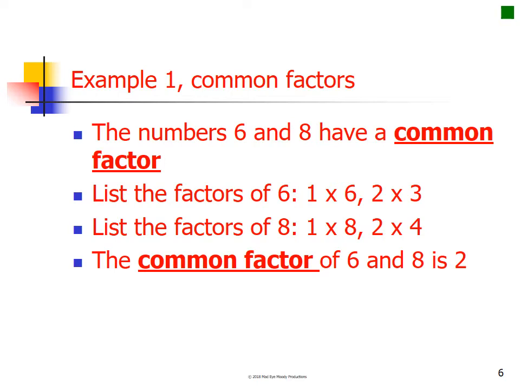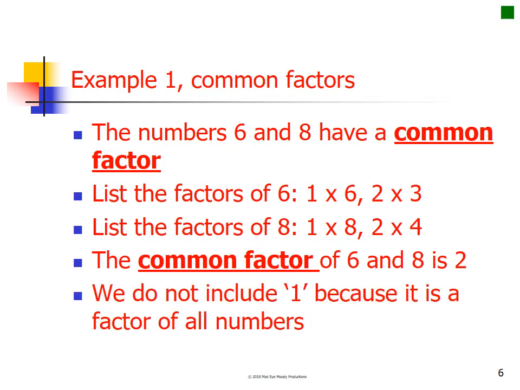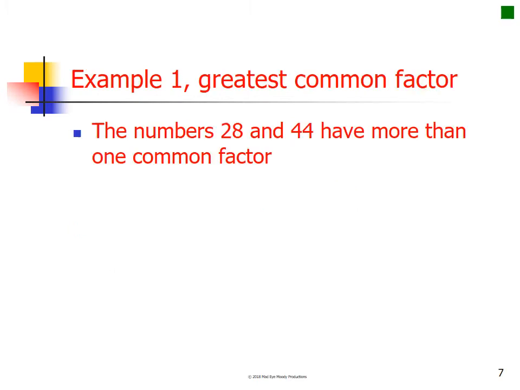And I know that you're probably looking at those lists and saying, wait, the number 1 is on both of those lists as well. However, when you are talking about finding common factors, we don't include 1. 1 is never the answer because it is a factor of every single number. So if you have 2 numbers and you ask, well, what are the common factors? Every single pair of numbers are going to use the number 1. So that makes it kind of silly. So we do not include the number 1. So we would say here that the numbers 6 and 8 have 1 common factor, and that is the number 2.